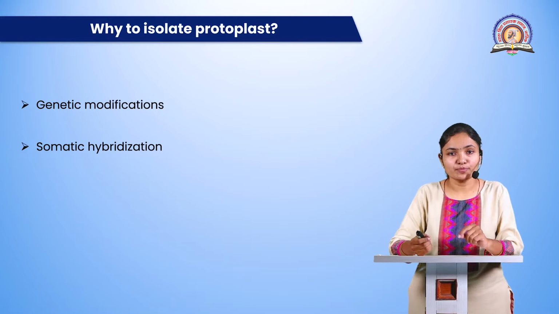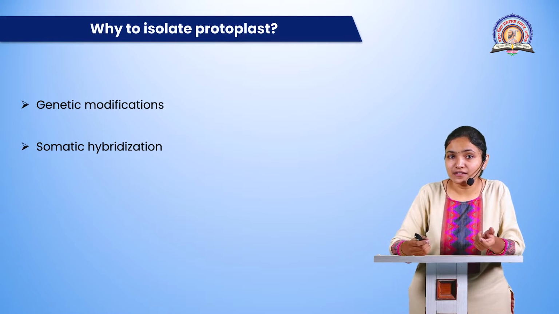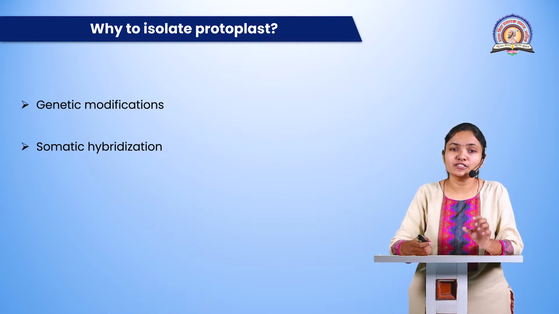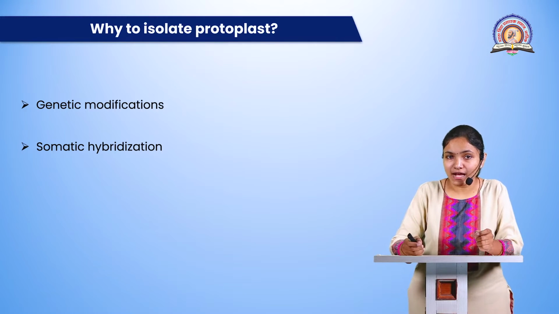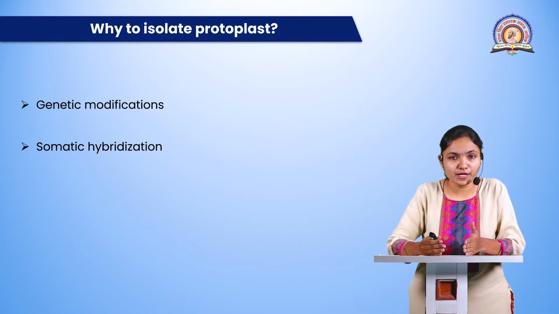By protoplast fusion. So simply here we are supposed to isolate the protoplast from the potato plant and likewise from the tomato plant. After isolation of this protoplast from both of the plants, we are supposed to fuse them together.